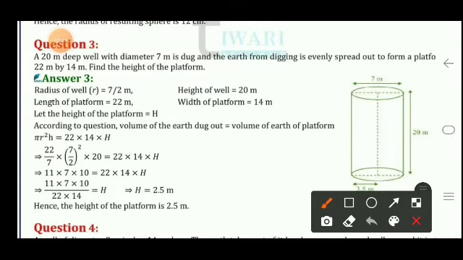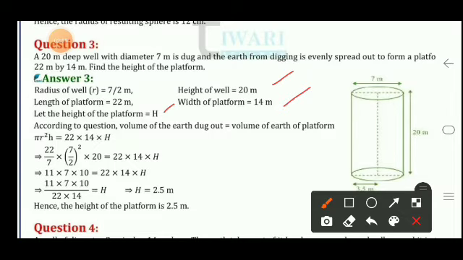So we have here the radius of the well, that is R is equal to 7 upon 2 meters. Length of the platform is 22 meters. Then we have the height of the platform, capital H. Height of the well is 20 meters. Width of the platform is 14 meters.